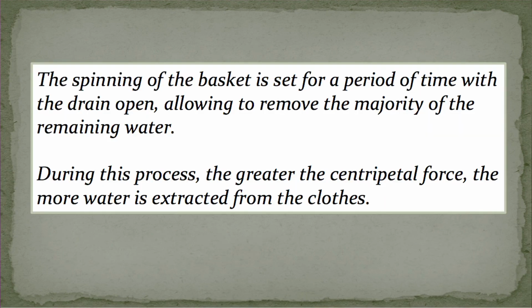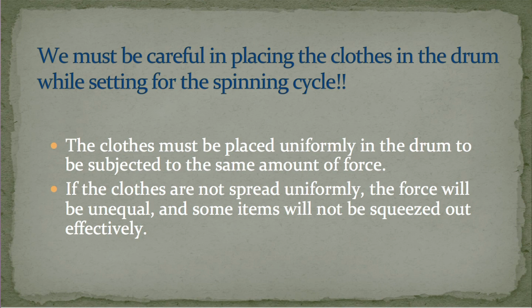The spinning of the basket is set for a period of time with the drain open, allowing the removal of the majority of the remaining water. During this process, the greater the centripetal force, the more water is extracted from the clothes. Here we must be careful in placing the clothes in the drum while setting for the spinning cycle. The clothes must be placed uniformly in the drum to be subjected to the same amount of force. If the clothes are spread non-uniformly, the force will be unequal and some items will not be squeezed out effectively.